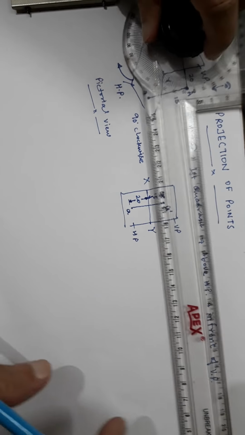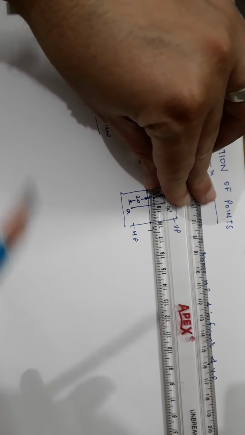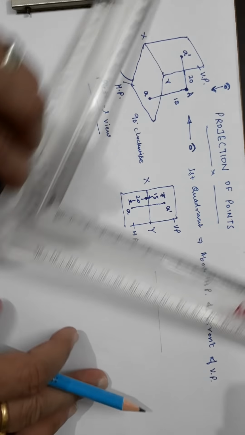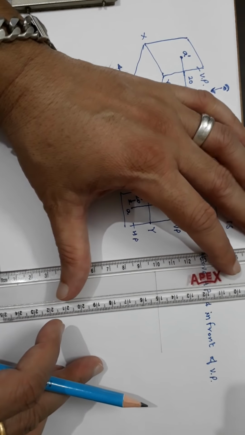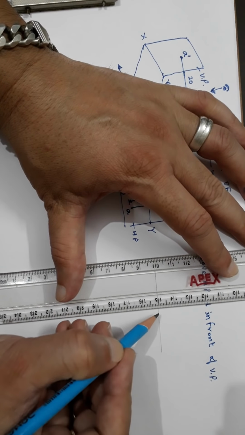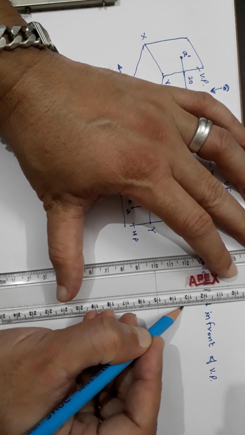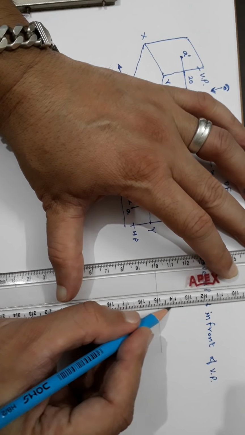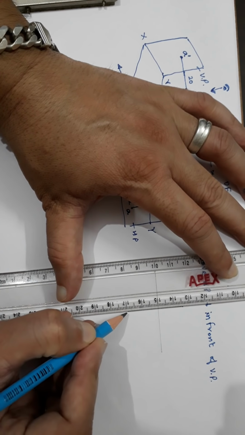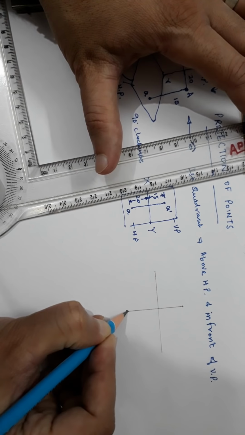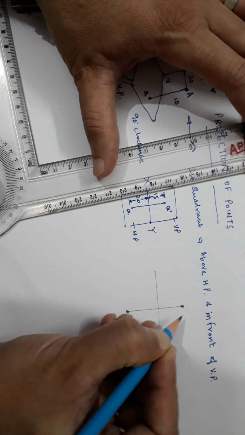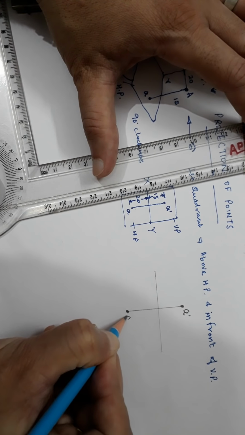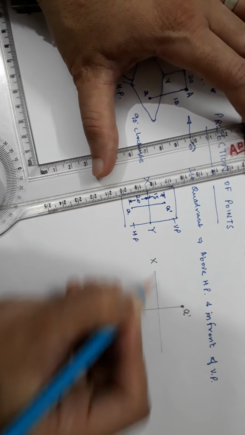How to draw? First you can draw the XY line. Then you can measure 15 mm above this, anywhere, but it should be 15 mm. You can join this with a continuous thin line, and 20 mm just below. So this is the projector line. The projector line is always thin. So this is A dash, this is A top view, and this is XY.